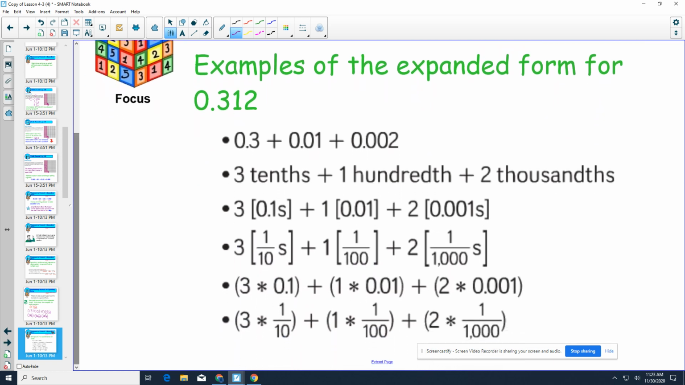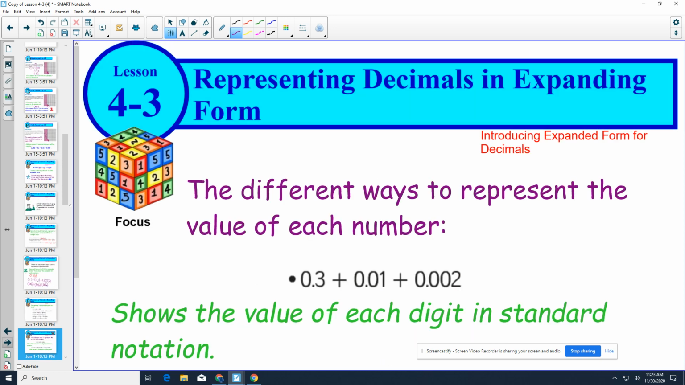Okay, and again, here's a whole list of them. So I could also say 3/10 plus 1/100th plus 2 thousandths. I could do brackets, and the brackets here, if you see this, means to multiply. Okay, I just put the brackets in place there. But that means take this and multiply by the inside. Okay, so again, 3 times 1/10 plus 1 times 1/100. So just different ways to represent it there. So again, these are usually the most confusing because of the brackets, but it means to multiply the outside by the value on the inside.